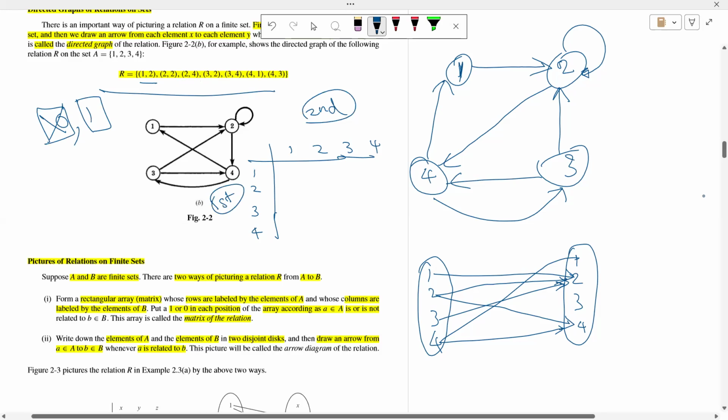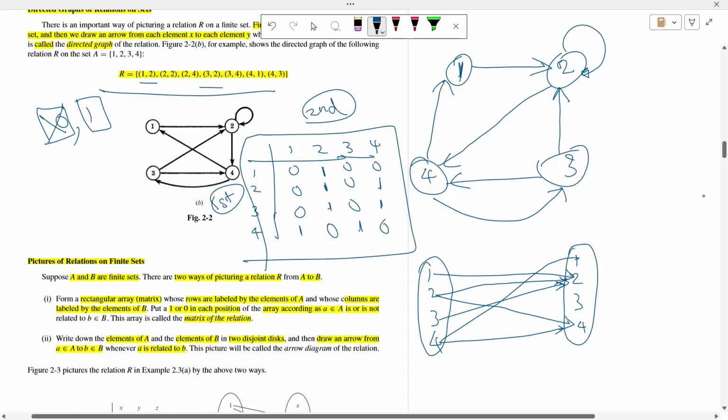So first element 1, second element 2, means this one, right? Then 2 comma 2 means this one. Then 2 comma 4, this one. Then 3 comma 2, first element 3, second element 2, so this one. Then 3 comma 4, this one. Then 4 comma 1, this one. 4 comma 3, this one. All the remaining elements we put 0, right? Here 0, 0, 0, 0, 0, 0. That's nothing, right? You have considered rows and columns.